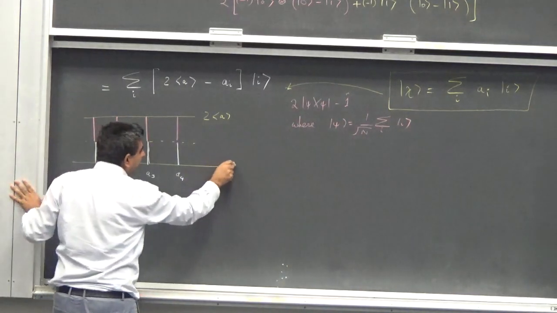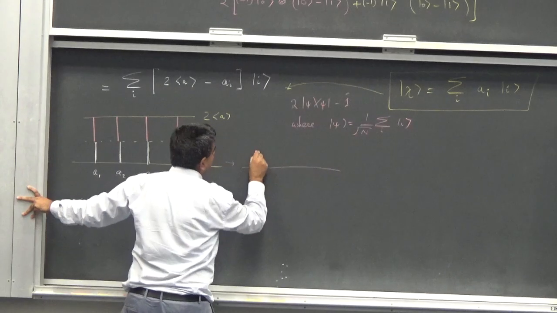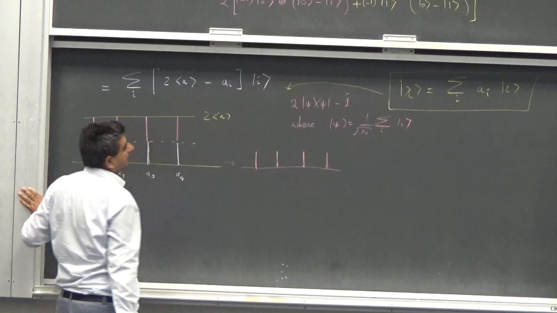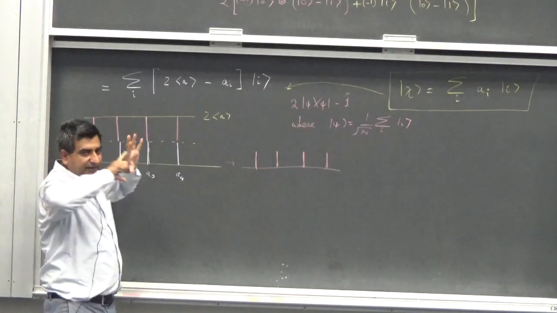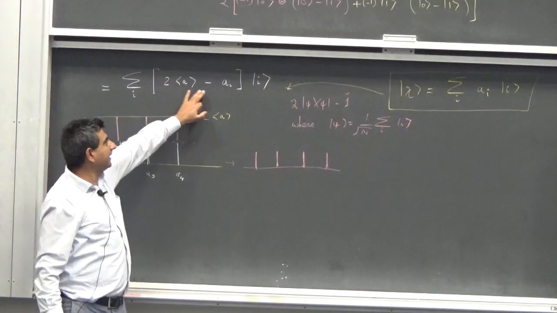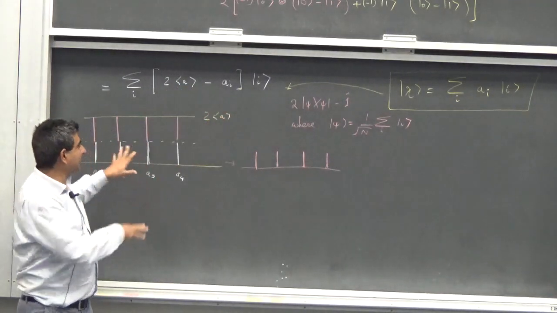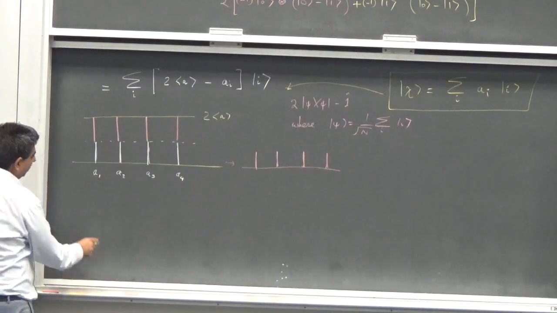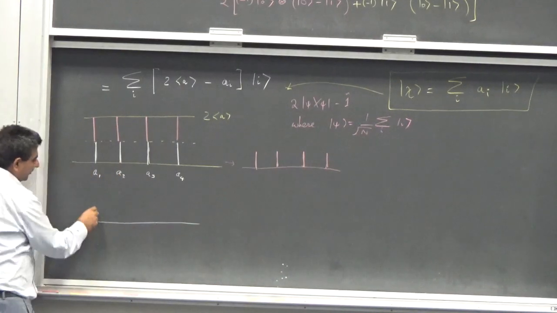So I get back the same kind of distribution. It's of a different height. Each height is now equal to 2 times the mean minus ai. Fortuitously, it's the same in this particular example. But what if my input state is slightly different? What if my input state looked like this?